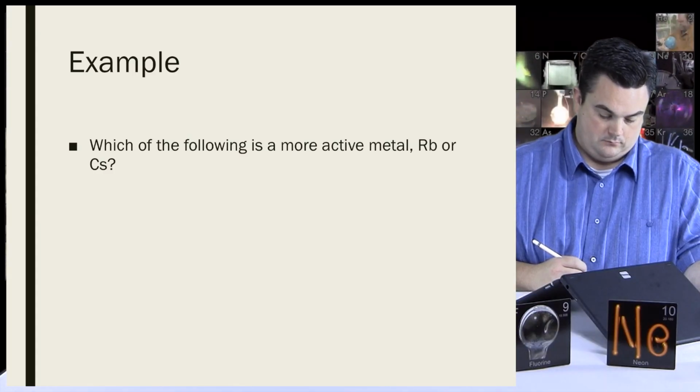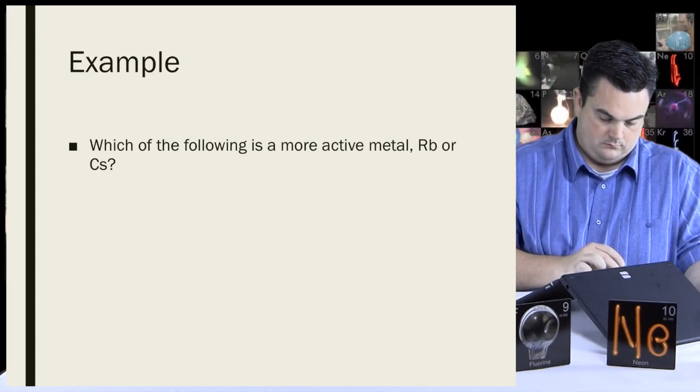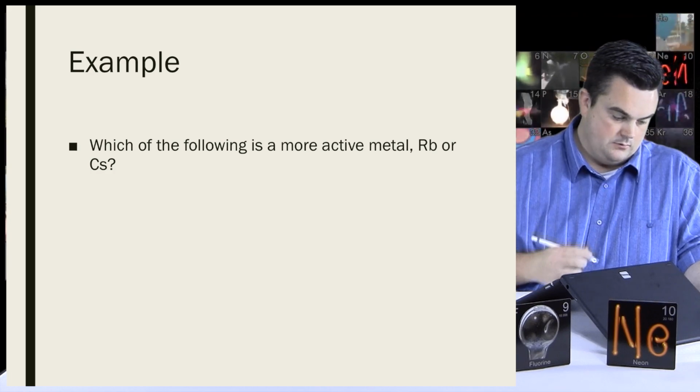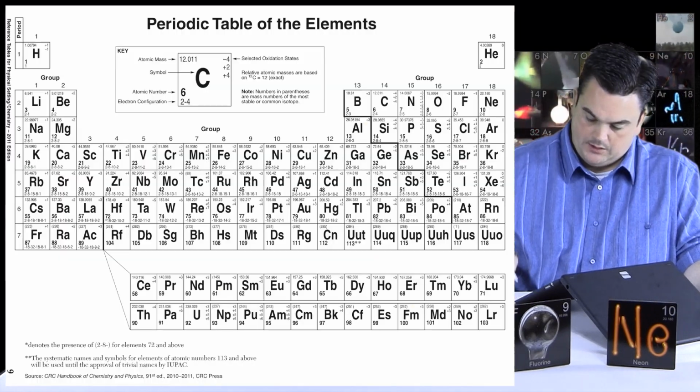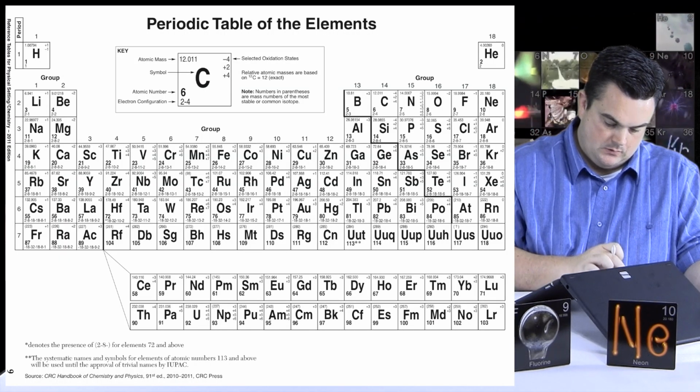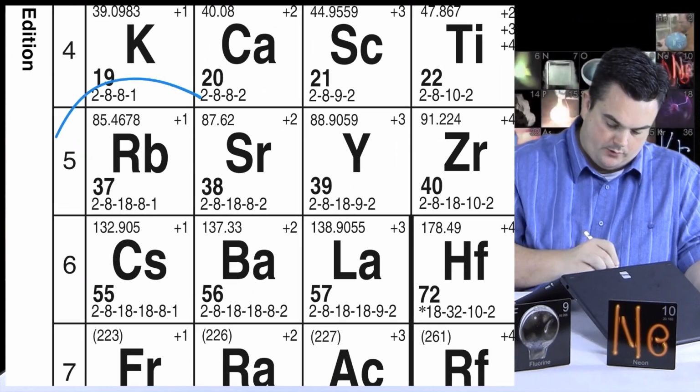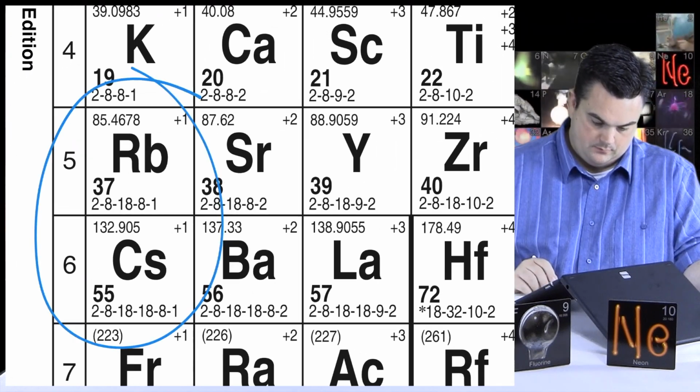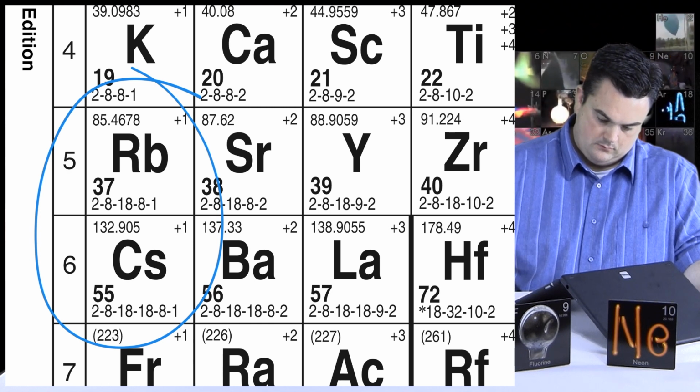All right, which of the following is a more active metal, Rb or Cs? Let's take a look at the periodic table and find Rb and Cs. Actually, they're both there in group 1. So this is a group trend we're talking about, not a period trend.